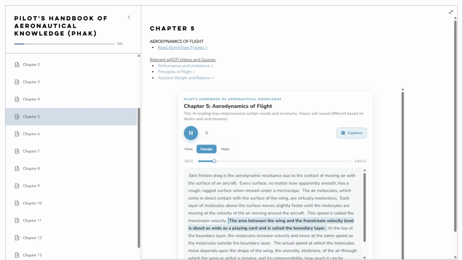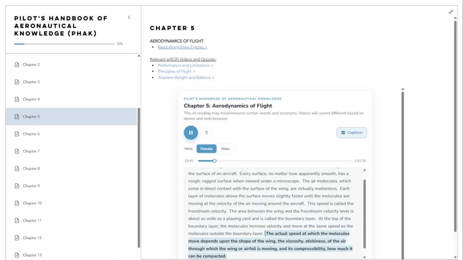The area between the wing and the freestream velocity level is about as wide as a playing card and is called the boundary layer. At the top of the boundary layer, the molecules increase velocity and move at the same speed as the molecules outside the boundary layer. The actual speed at which the molecules move depends upon the shape of the wing, the viscosity, stickiness, of the air through which the wing or airfoil is moving, and its compressibility, how much it can be compacted.